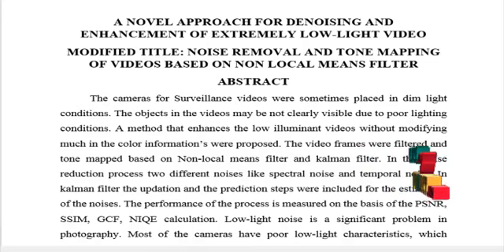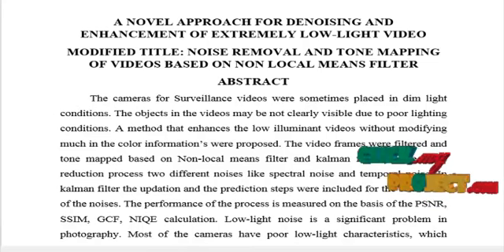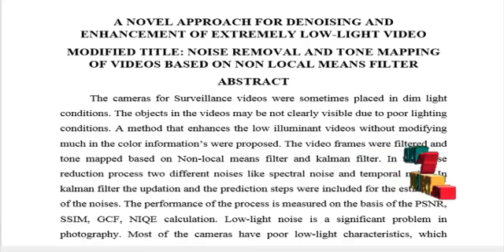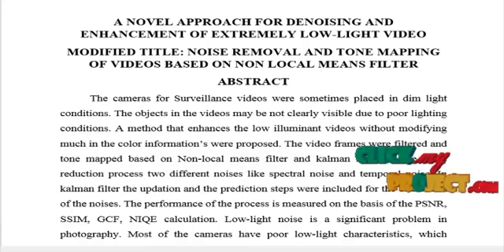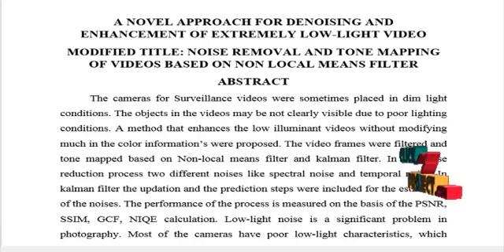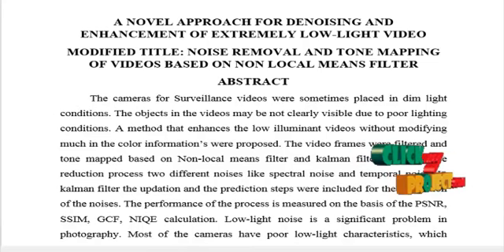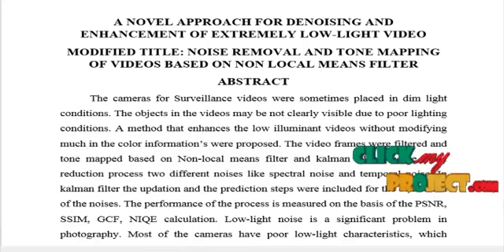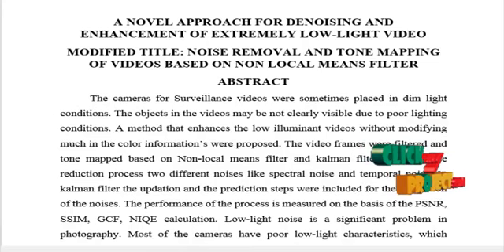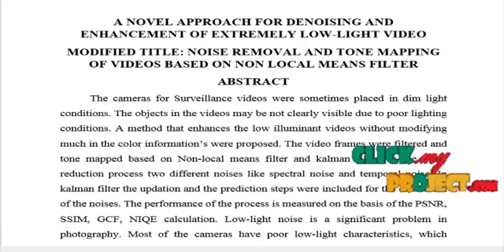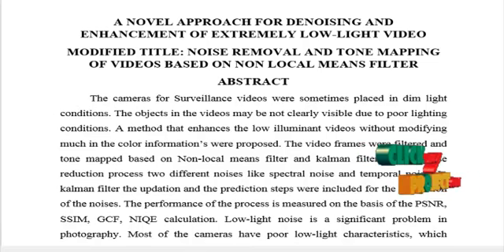In the noise reduction process, two different noises, spectral noise and temporal noise, were identified and removed. In the Kalman filter, the updation and prediction steps were included for the estimation of the noises. The performance of the process is measured on the basis of PSNR, SSIM, GCF, NIQE calculation.